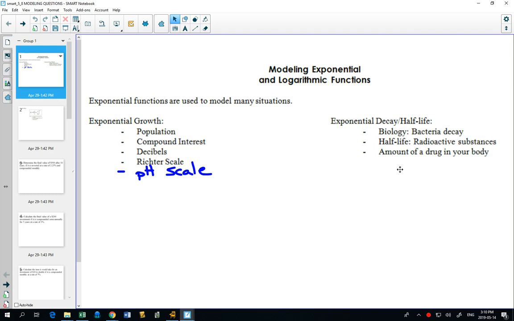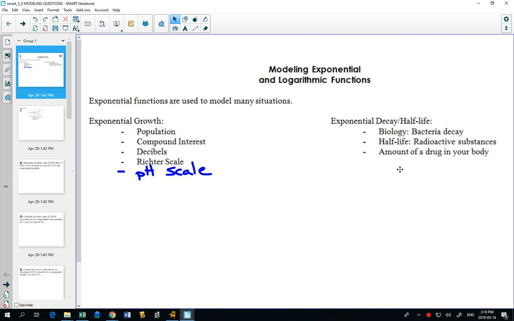Decibels. Did you know for sound, the difference between something that's 100 decibels and 110 decibels to 120 decibels? Each time you go up in your decibels, it is becoming quite a bit louder. 100 to 110, I think, is 10 times louder, and then 110 to 120 is another 10 times louder. And so it is exponential in that way.